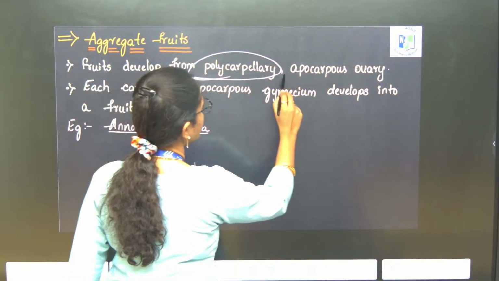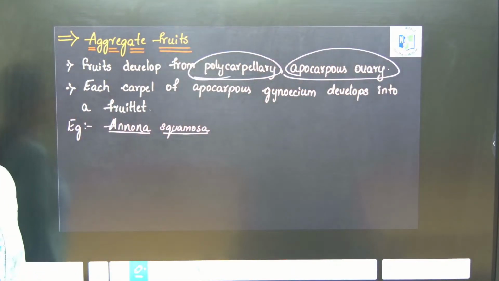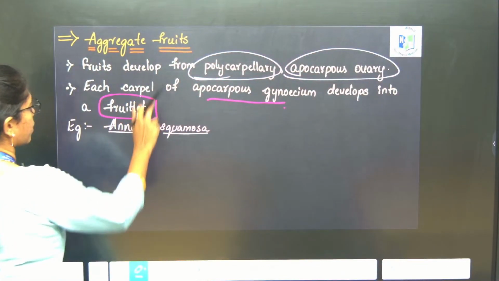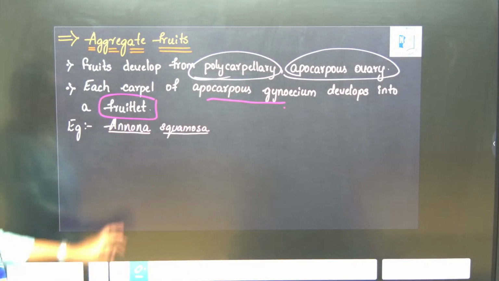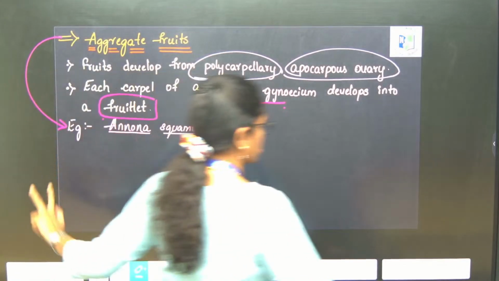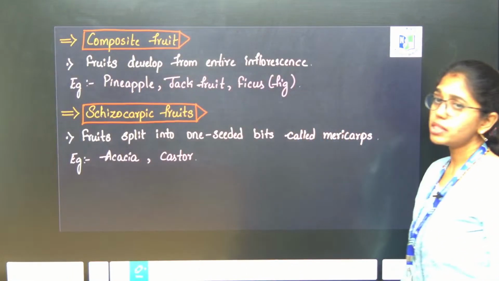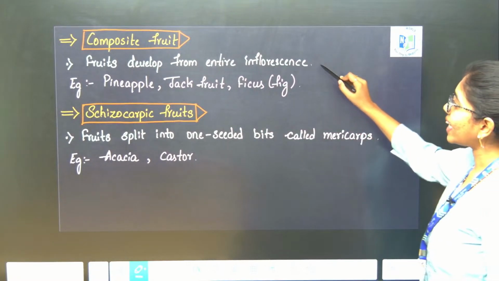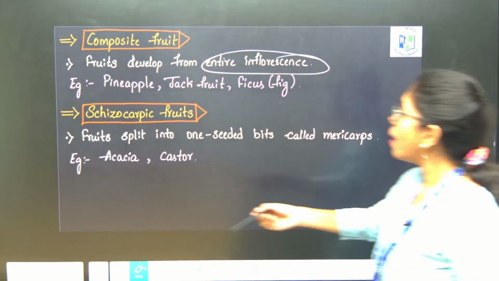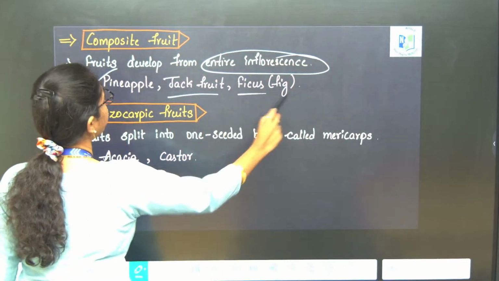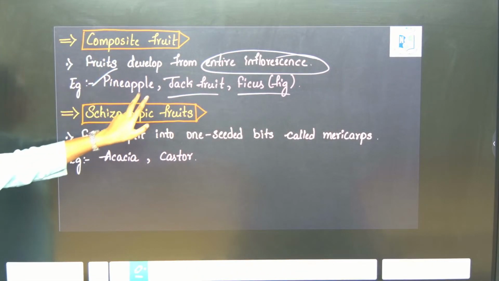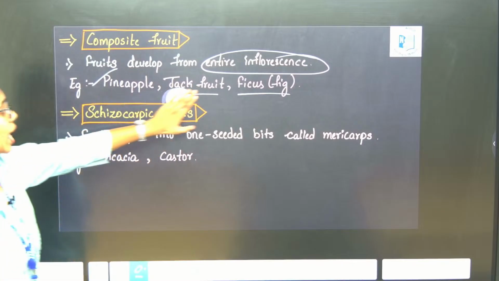Aggregate fruit develops from polycarpellary apocarpous ovary. Each carpel of apocarpous gynoecium will develop into a what? Fruitlet. Example for aggregate fruit includes Annona squamosa. Then composite fruit. Fruits develop from entire inflorescence. Example includes pineapple, jackfruit and ficus, that is fig. Okay. Here entire inflorescence will turn to fruit. Pineapple, jackfruit and fig. Next, schizocarpic fruit.